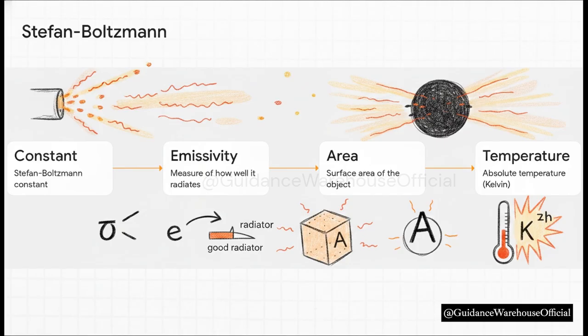First, we have the Stefan-Boltzmann constant, represented by the Greek letter sigma. Second is the emissivity of the object, E, which we just talked about. Third is the surface area of the object, A. And fourth is the absolute temperature in Kelvin, T, raised to the 4th power.